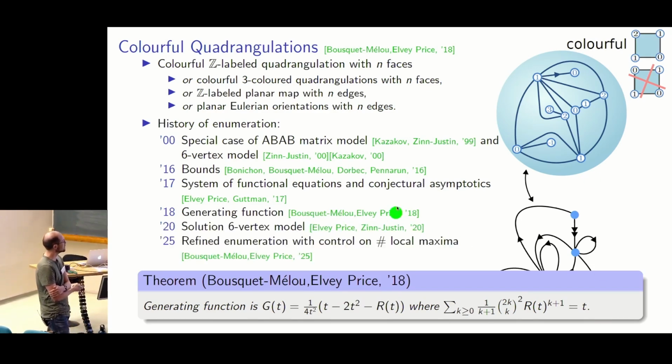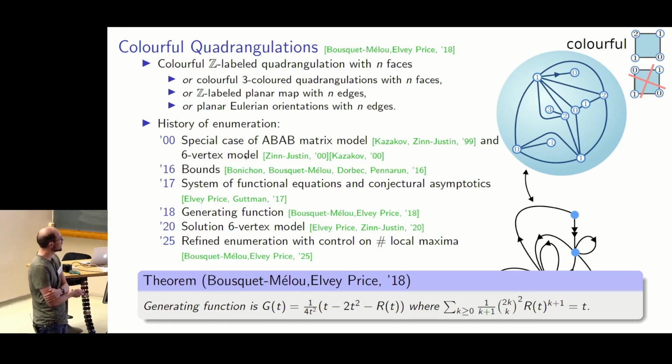Then Andrew continued, with Bousquet-Mélou and Elvey Price, to revisit the solution of the 6-vertex model in a rigorous fashion. And very recently, there was another paper by Mireille and Andrew where they enumerate these objects with finer control, for instance on the number of local maxima of the labeling, which will return at a later point.